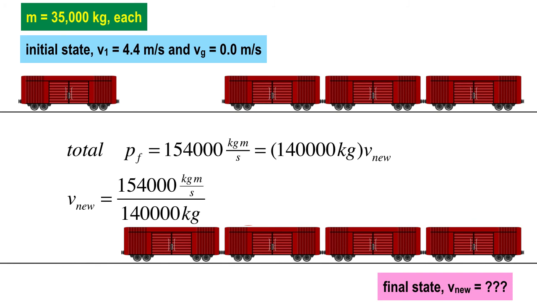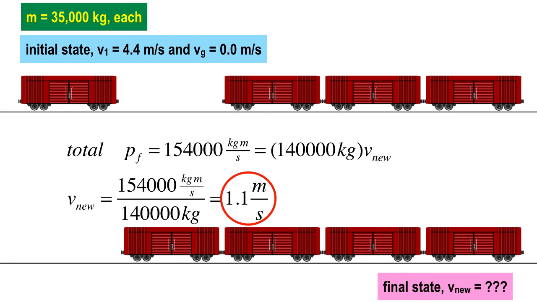154,000 divided by 140,000 kilograms, all right? And notice that in this quotient here, can you see anything to cancel there, top and bottom? You can cancel kilograms top and bottom. And if you do that and then do the actual computation, you only have meters per second left because you've canceled kilograms. And then you have 1.1. Ding. And there's your new velocity state for the four boxcars.